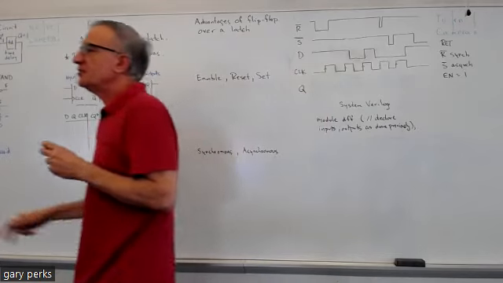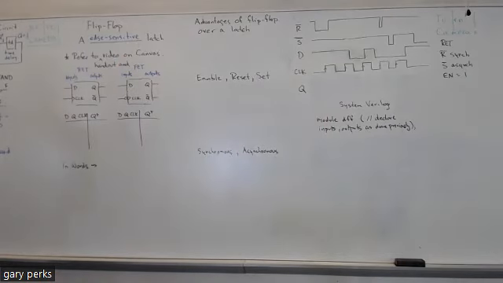Now, how many people have used an oscilloscope? If you're an EE, I would think you've used an oscilloscope before. Have you heard of positive edge or leading edge? Positive edge, leading edge is the same thing as rising edge. Have you heard of negative edge, trailing edge? Negative edge, trailing edge is the same as falling edge. Rising edge in this case refers to a transition from 0 to 1.